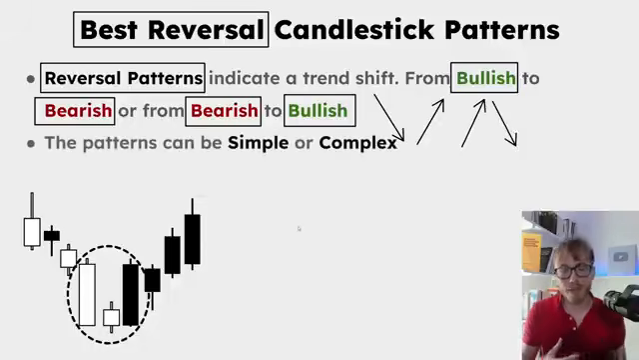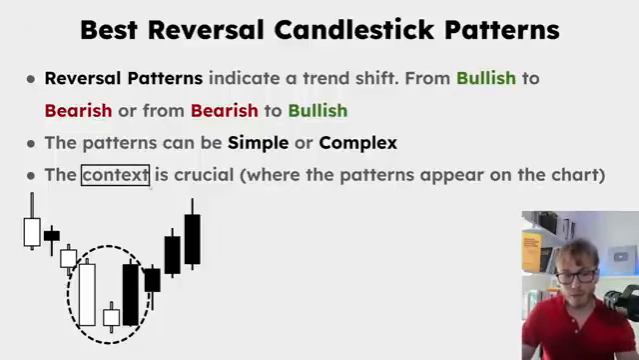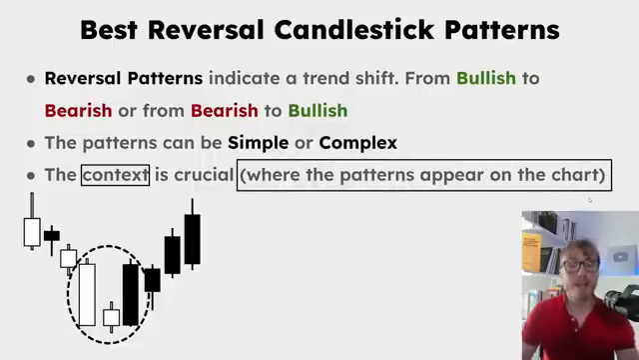And reversal patterns can be either simple or complex. And as you know, simple patterns consist of 1 candlestick, complex patterns consist of 2 or more. And here, and this is super important, the context for the patterns is very, very important. Or in other words, where on the chart the patterns appear is crucial when it comes to reversal patterns. So with these 3 rules in mind, now we are ready to take a look at our first pattern.